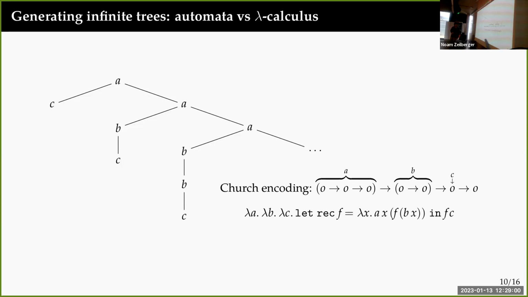So you consider the Church encoding of these trees, with these three kinds of nodes. They take a constructor corresponding to A, a constructor corresponding to B, a constructor corresponding to C. You see that the number of arguments of each constructor corresponds to the arity of the node, and they return O. And so this infinite tree is represented by the term: lambda A, lambda B, lambda C, let rec f equals lambda x. a x (f (b x)) in f c.